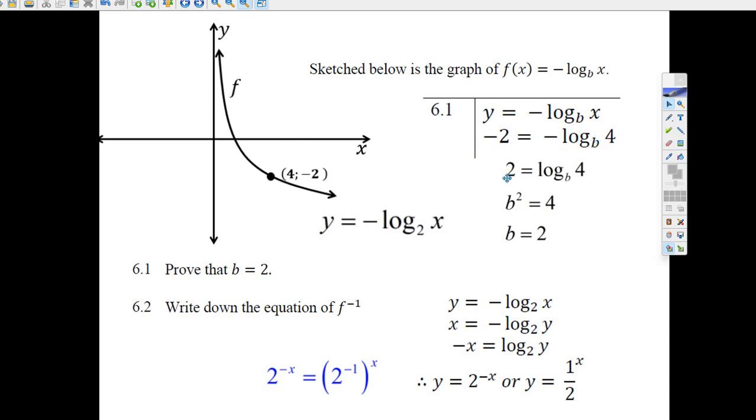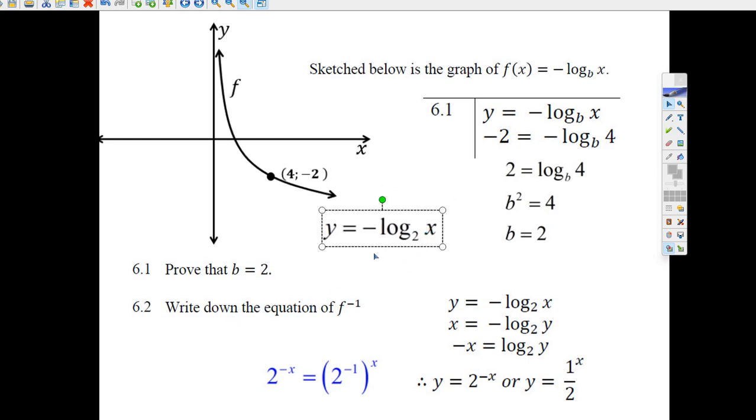Multiplying both sides by -1, you get 2 equals the log to base b of 4. And you have to know that there's the base, so you put the base down there. The log is the exponent, so you put it on top. It's b squared equals 4. So b must equal 2. So that part wasn't too bad. So we really know that this equation is the negative of the log to base 2 of x. So we know that actually is the function that we're dealing with.